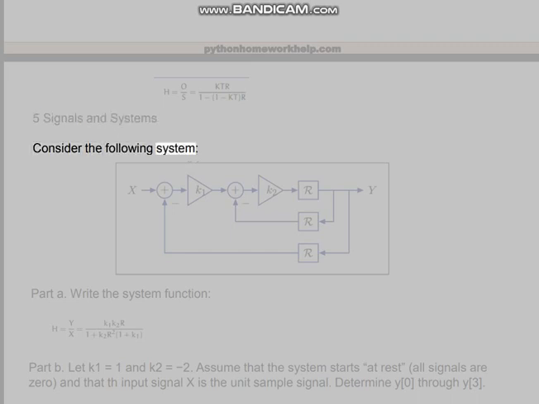5 Signals and systems. Consider the following system. Part A. Write the system function. Part B. Let K1 = 1 and K2 = -2. Assume that the system starts at rest, all signals are 0, and that the input signal x is the unit sample signal. Determine y[0] through y[3].